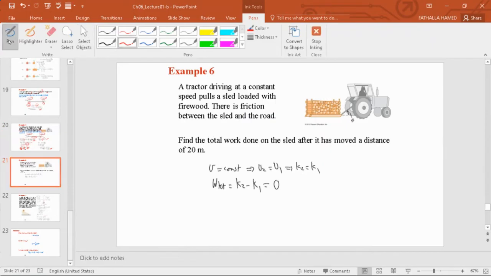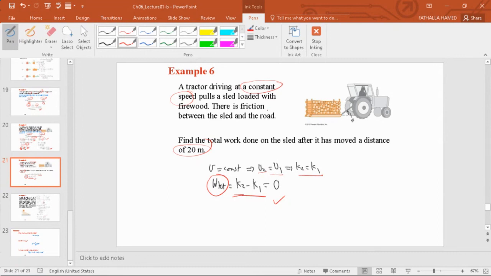Now we can look at a tractor driving at constant speed. So they gave you a condition now, constant speed, pulls a sled loaded with firewood. There is a friction between the sled and the road. Find the total work done by the sled after it has moved 20 meters. Now, you know the definition. Total work should equal K2 minus K1. Since it's moving with constant speed, that means v2 equals v1. That means K2 is equal to K1. And the total work is equal to 0.